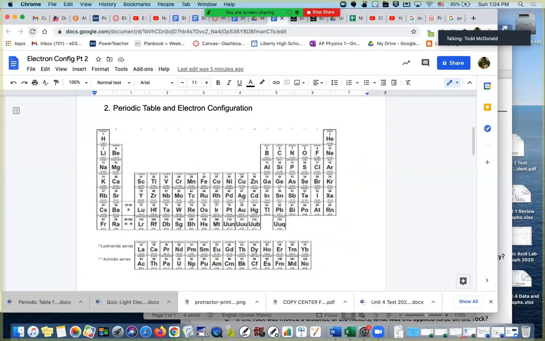Let's say we wanted to do the electron configuration for, oh, I don't know, let's do zinc. If you look at zinc on the periodic table, if we were to write the electron configuration from the periodic table, since you know this is 1, 2, 3, 4, 5, 6, 7, this is the s sublevel, p sublevel, d sublevel. This right here is 3d, and so on.